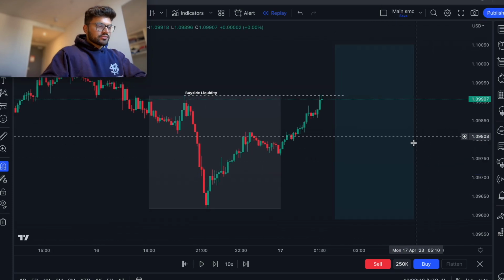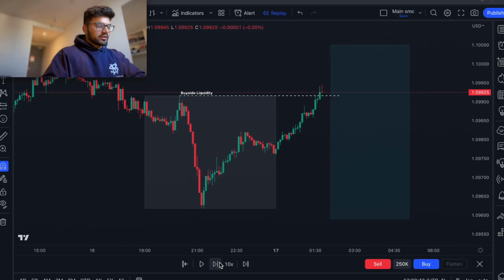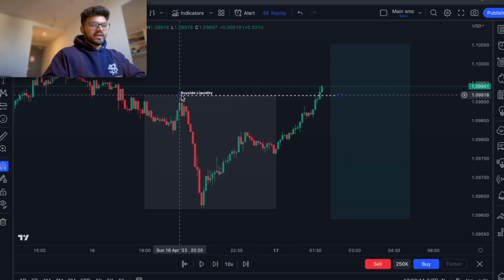So that becomes the London kill zone. So now when it enters this, I can start looking for a trade because the buy side liquidity or the Asian high has already been taken out. So I'm like, all guns blazing. I'm ready for taking shorts now.